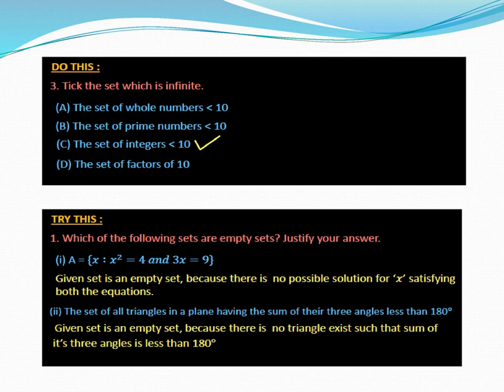There is no solution. Second one, the set of all triangles in a plane having the sum of their 3 angles less than 180 degrees. It is also an empty set because no triangle exists such that the sum of its 3 angles is less than 180. The sum of angles in a triangle is 180 degrees. But less than 180 degrees, we cannot find. So the given 2 sets are also empty sets.